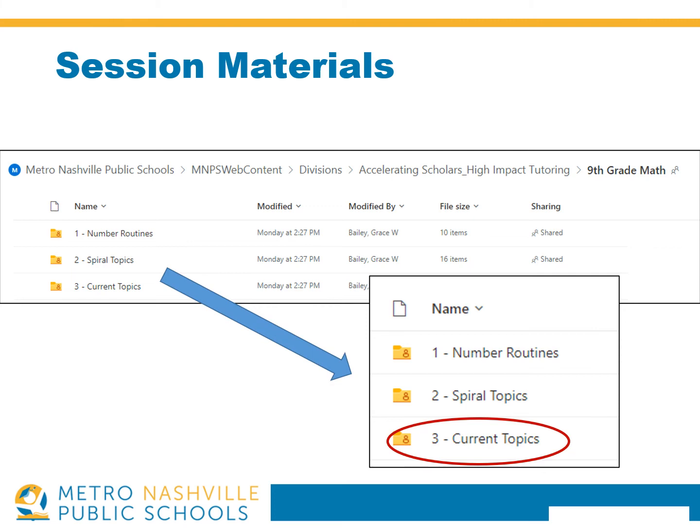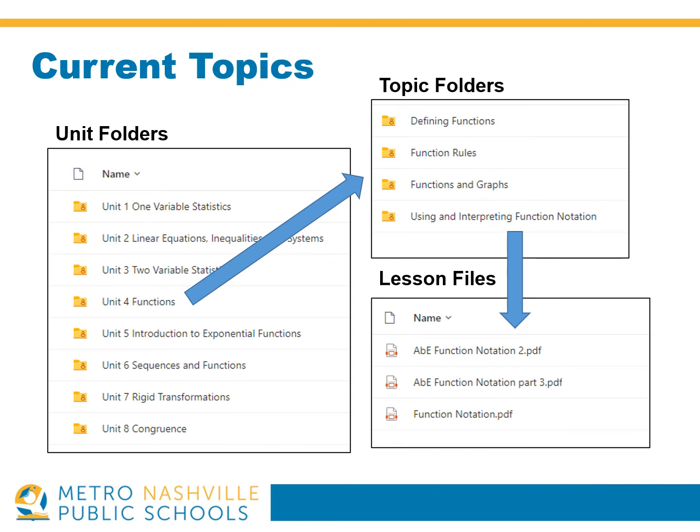Let's get started in current topics by once again navigating to the 9th grade math folder and then selecting current topics. For today's training, we're going to look at how to access 9th grade math unit 4 functions and land on a lesson about function notation. Start with the current topics folder, move into the correct unit. As I mentioned, we're looking at unit 4 functions. We're looking to land on a lesson about function notation.